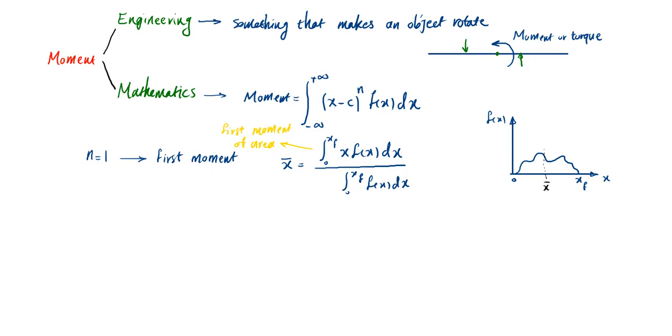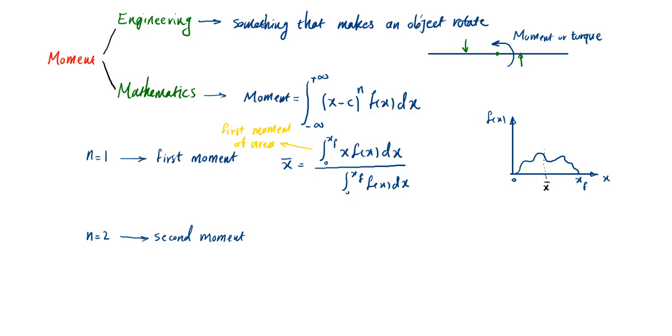Now, what happens if we increase n? What if n is 2? So when n is 2, we'll get the second moment. Where have you seen this? Well, when we calculate the second moment of area.